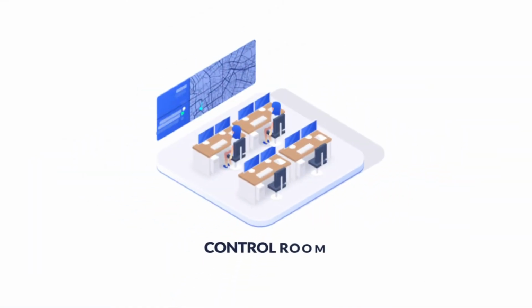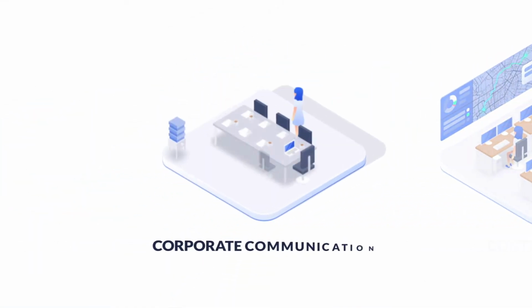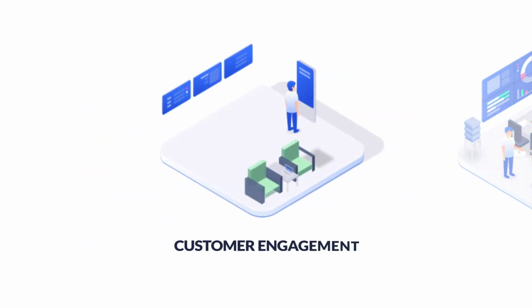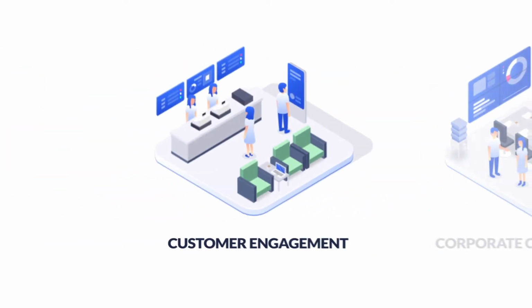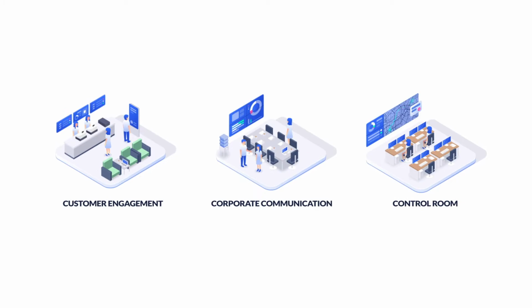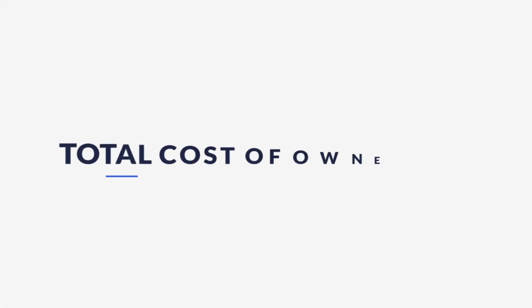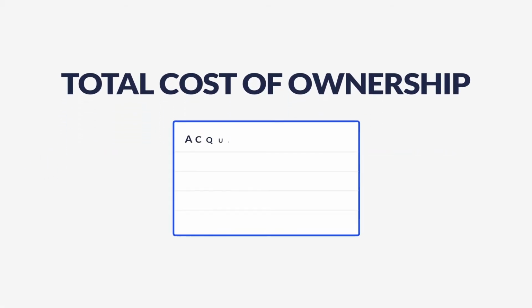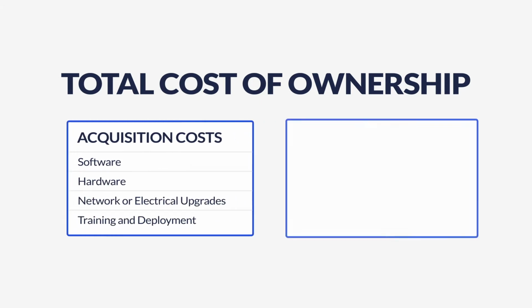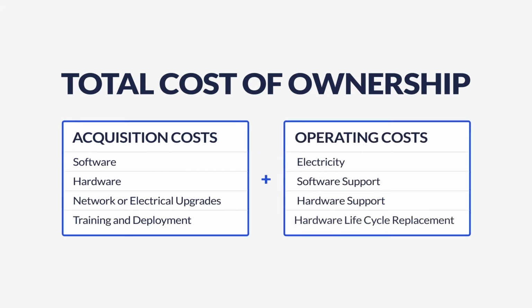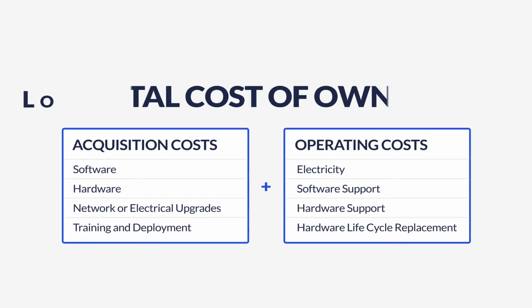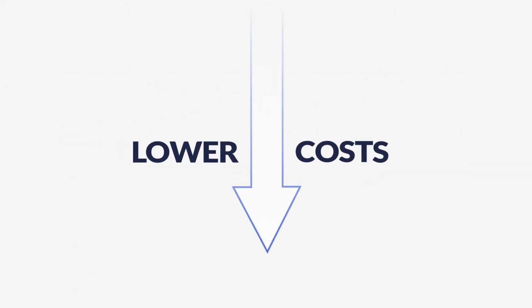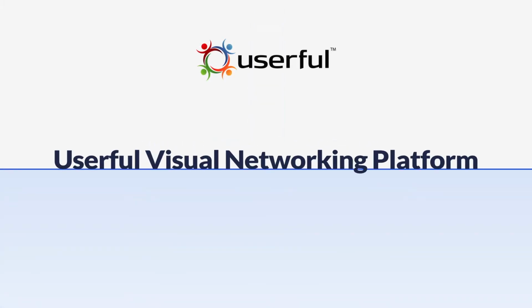Whether you're deploying an LED wall for a control room, displays for corporate communication, or digital signage for customer engagement, you need to consider all the costs associated with the deployment. This is known as total cost of ownership and includes acquisition costs, as well as operating costs. Examining all of these factors up front will help you understand your total investment and will also illustrate how much Userful can save your organization. Our solution will reduce your total cost of ownership in 7 ways.